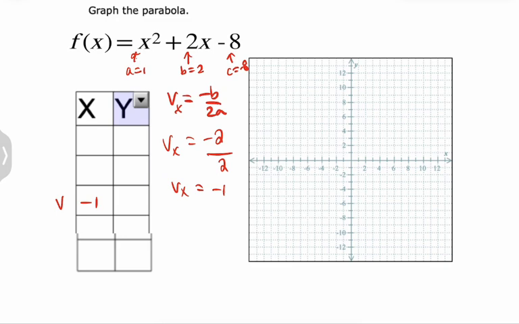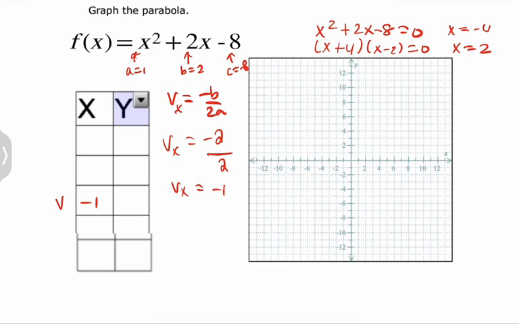Some other nice things to know about this parabola. If you wanted to find the intercepts of it, if we set x squared plus 2x minus 8 equal to 0, if that is a factorable quantity, which it is, that's x plus 4 times x minus 2. We can use the quadratic formula or factoring to find where it hits the x-axis. We can find those x-intercepts. So we have an x-intercept at -4 and at +2. Those are always nice points to put on our graph.